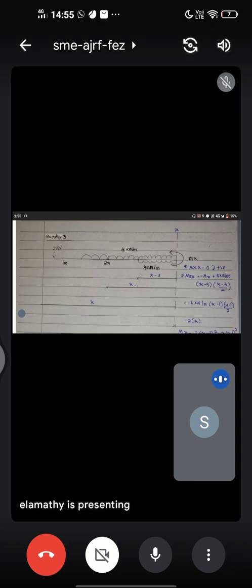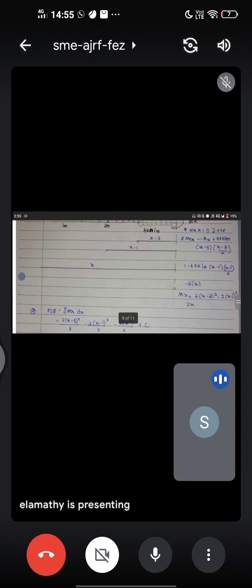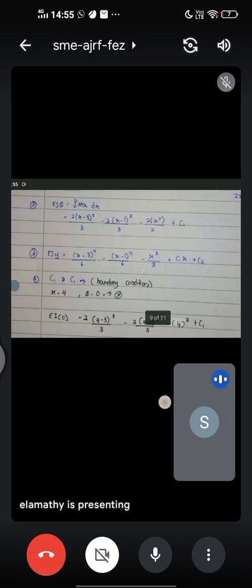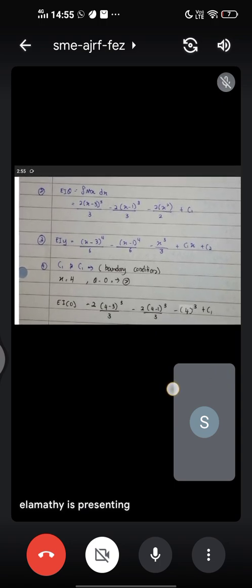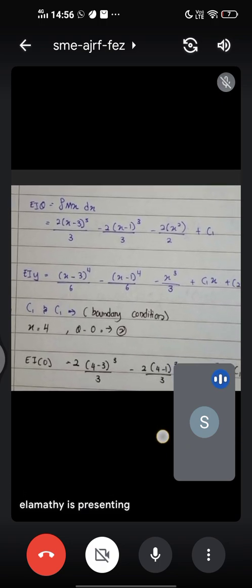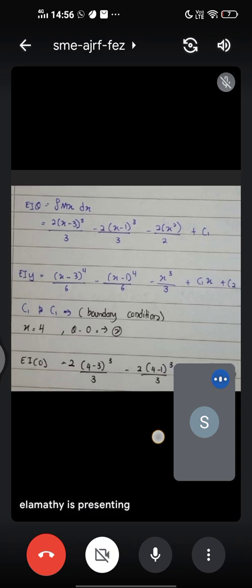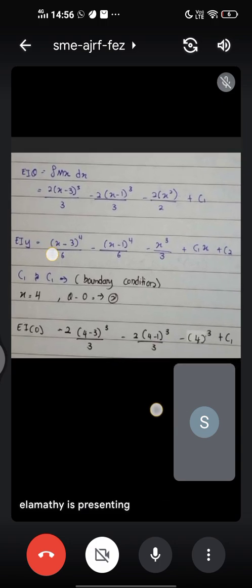This will be question 3, and there are some equations on the right hand side. Going straight to the second step, which is EIy equals to the integral of M dx. So the equation will be 2 open bracket x minus 3 close bracket to the power of 5 over 3 minus 2 open bracket x minus 1 close bracket to the power of 3 over 3 minus 2 x squared over 2 plus C1. And this will be the equation.